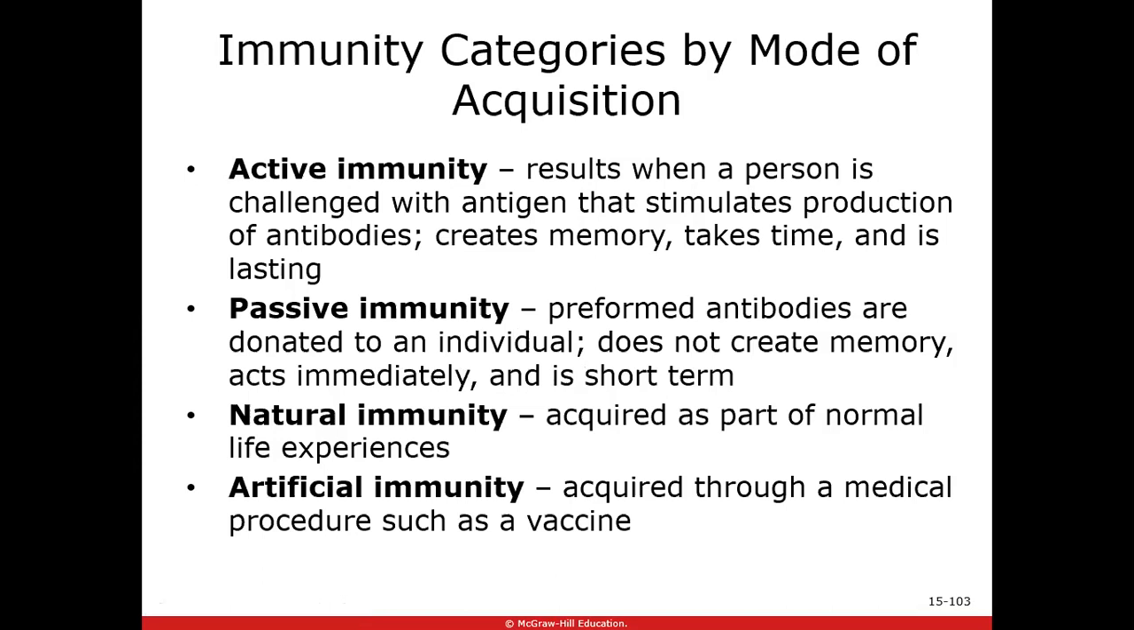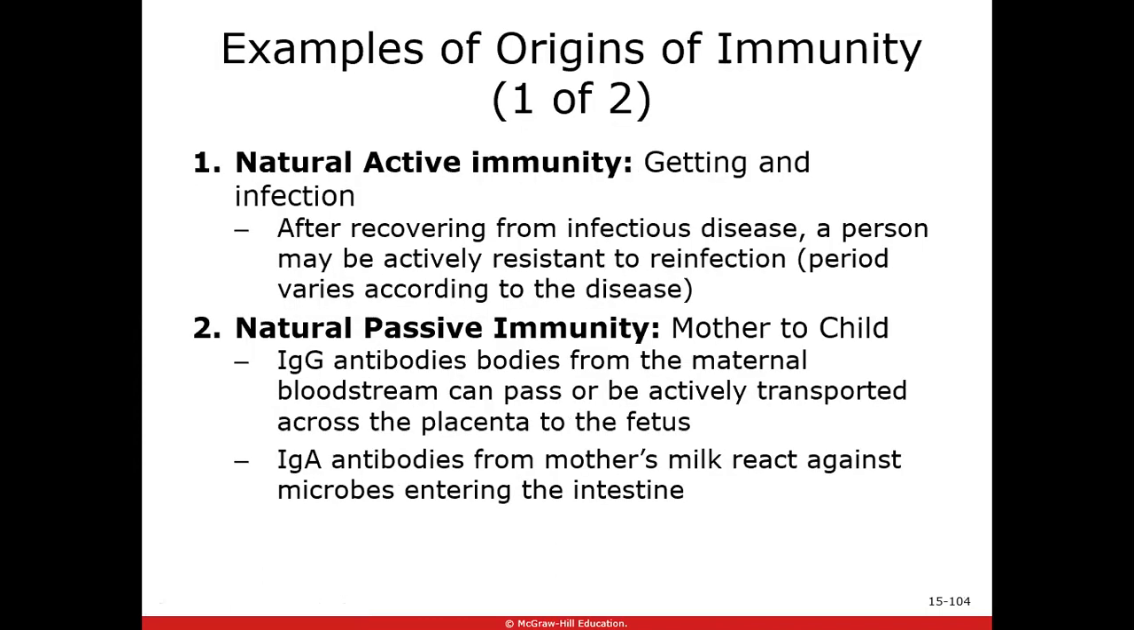You have natural immunity. It occurs as a normal life experience. Then you have artificial immunity. It's acquired through medical procedures such as a vaccine. That's artificial immunity. So understand these: natural active immunity. So getting an infection after natural active immunity. After recovering from an infectious disease, a person may be actively resistant to reinfection. So it all depends on the disease.